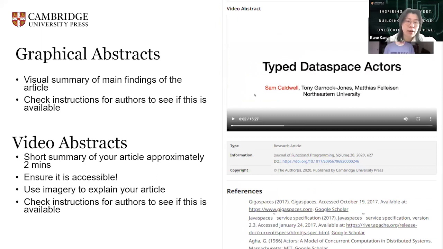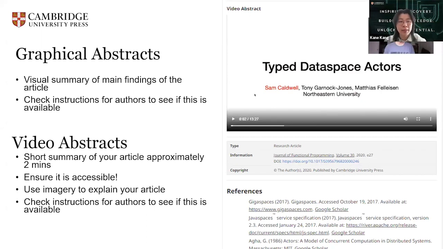And the graphic abstract and video abstract. A graphic abstract is not just any figure you are using in your manuscript. It's a visual summary of the main findings of the article. It's like a map that lets readers know your core idea, the main point of your article. But you need to check the instructions for authors to see if this is available in your target journal.